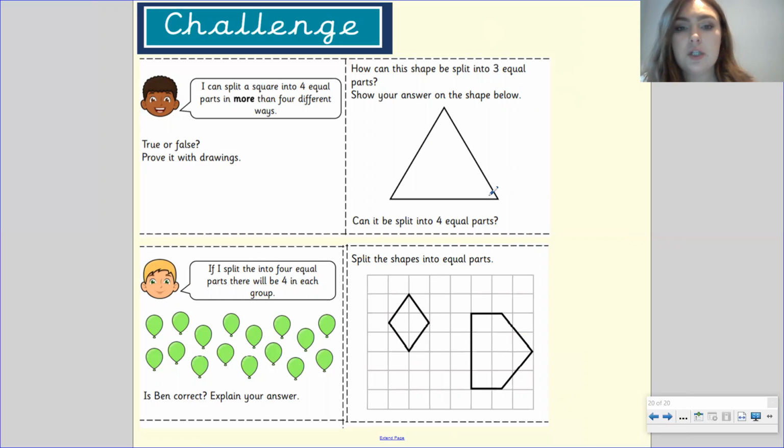Then you've got this question, how can this shape be split into 3 equal parts? Show your answer on the shape below. And then can you split it into 4 equal parts? And then the very last one says, split the shapes into equal parts. So you've got a diamond here, and then you've got a 1, 2, 3, 4, 5, a pentagon here. And you need to split them into equal parts.